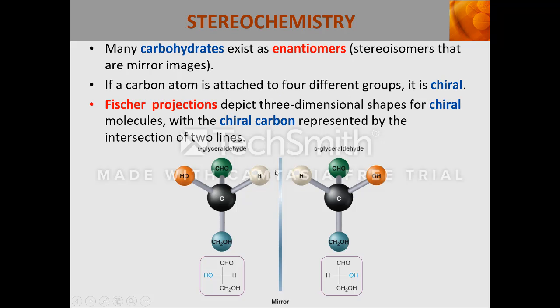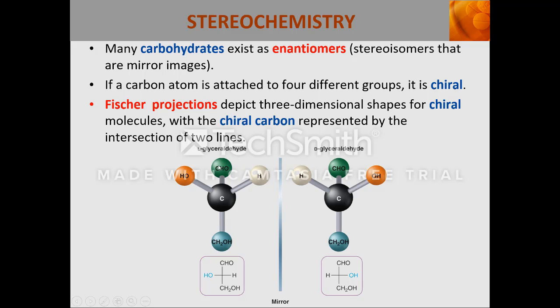Many carbohydrates exist as enantiomers, stereoisomers that are mirror images. If a carbon atom is attached to 4 different groups, it is chiral. Fischer projections depict three-dimensional shapes for chiral molecules, with the chiral carbon represented by the intersection of 2 lines. The relative configuration of the monosaccharides can be determined using the configuration standard, glyceraldehyde.